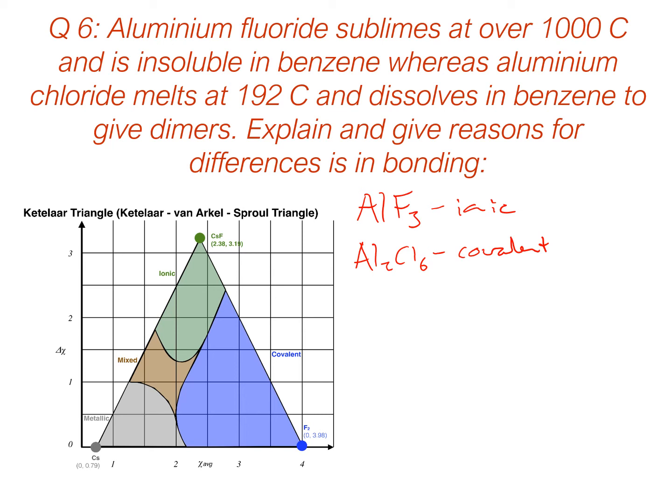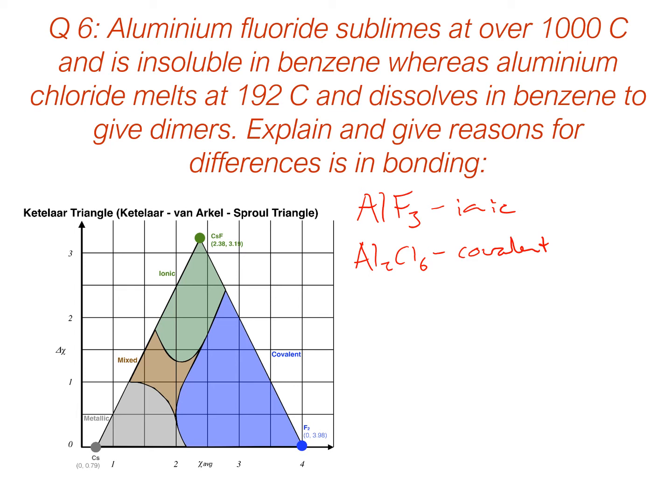It's just to give you more of an explanation for this question. But giving reasons for the differences in bonding is really what we're focusing on here. So you say that aluminium fluoride is ionic, it's why it's got these really strong bonds. The chloride is more covalent, that's why its bonds aren't so strong. The very easy way to explain it is with electronegativity.